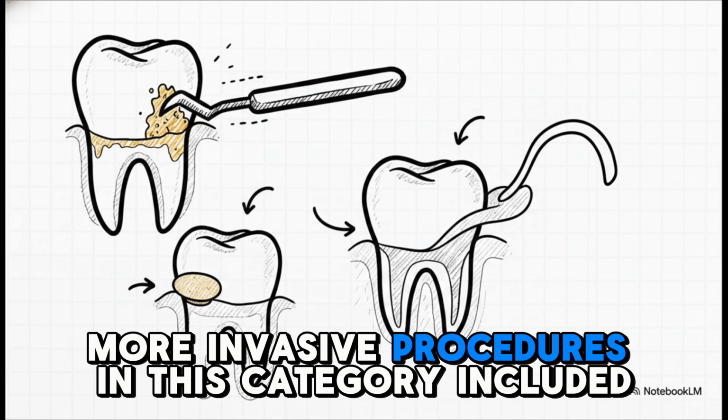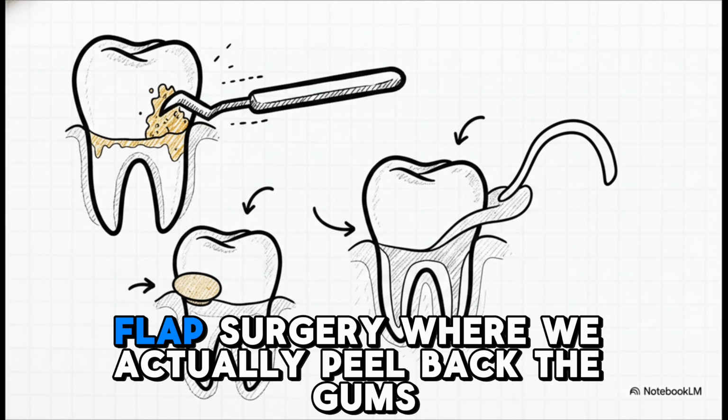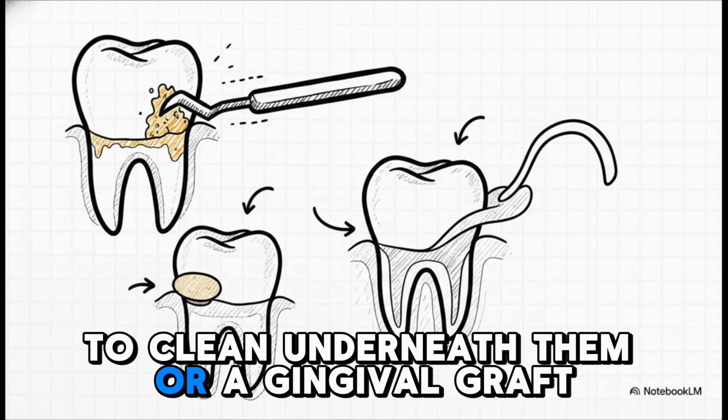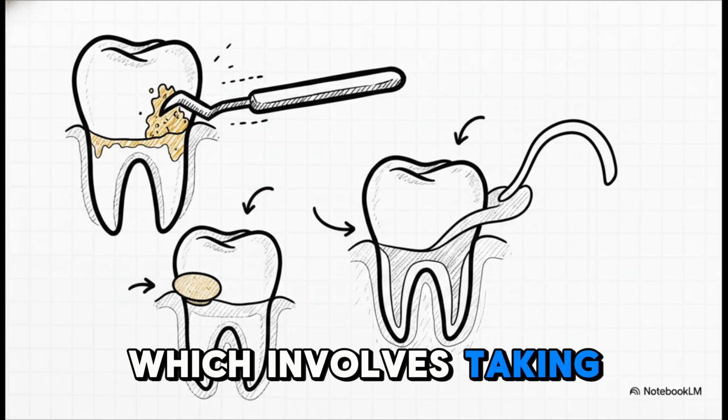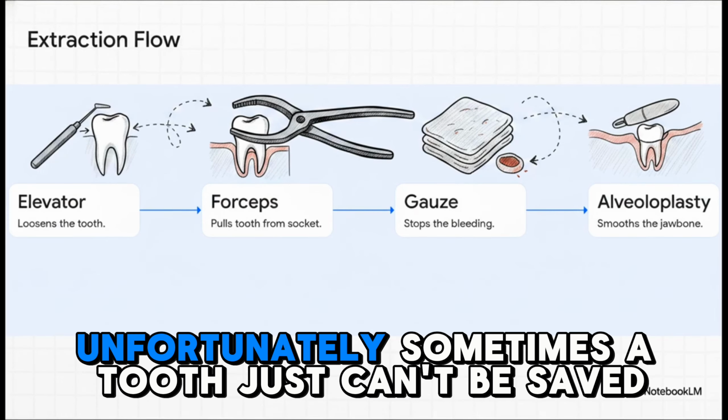More invasive procedures in this category include gingivectomy to cut away excess gum tissue, flap surgery, where we actually peel back the gums to clean underneath them, or a gingival graft, which involves taking a little bit of skin from the palate and adding it to receding gums. Unfortunately, sometimes a tooth just can't be saved.